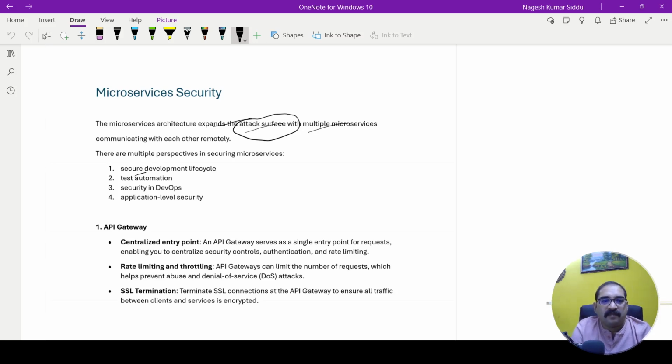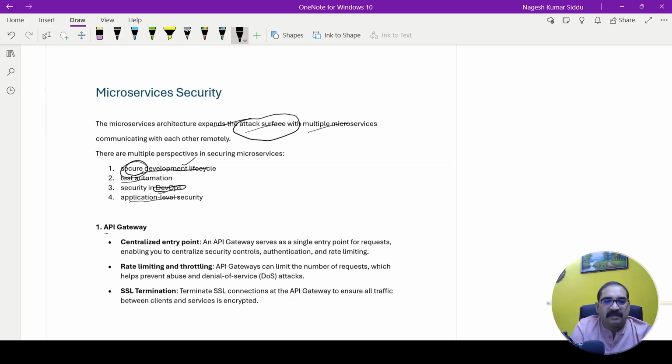We need to follow a proper development lifecycle which ensures security as part of the development lifecycle. The second one is we need to have automation for security related tests. The other one is following the DevOps principles in a secured way. That means deployment, building, all those things, not just development, but also the deployment and maintenance in a secured way. And then we need to ensure application level security that we generally provide to our applications. There are specific techniques that we can use.